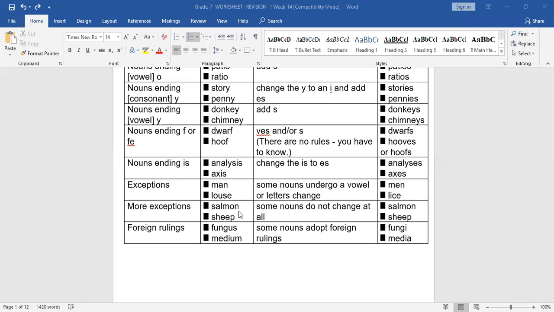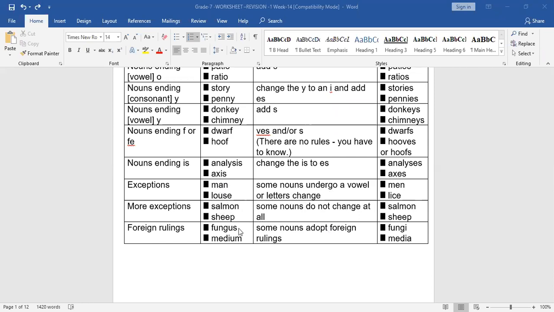Exceptions. What are the exceptions? Man, men; louse, lice. Some nouns undergo a vowel change. For example, man becomes men; mouse becomes mice. We remove a and put e. Mouse, mice.